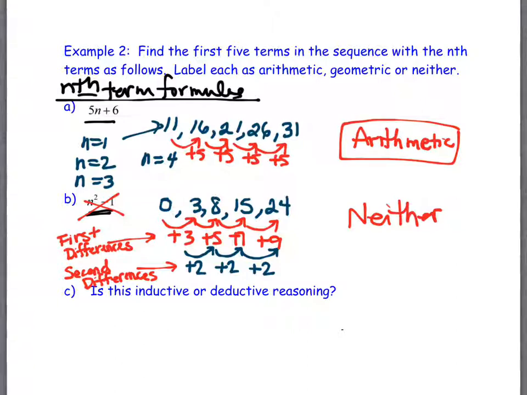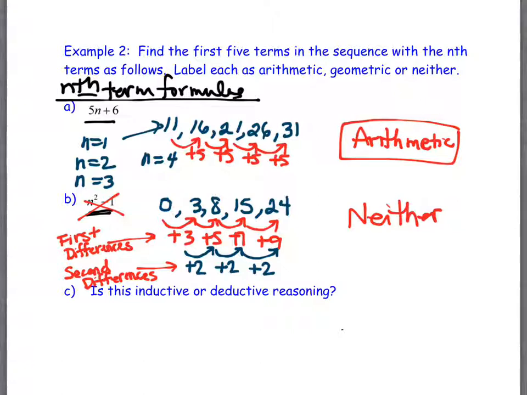Well, it'll have different directions. It'll say something like find the next three terms. And it will be neither, but without recognizing what the pattern is, it's really difficult to find the next three terms. So you might have to do a couple layers of these differences to figure out what kind of pattern you're actually seeing. So that's why I mentioned it.